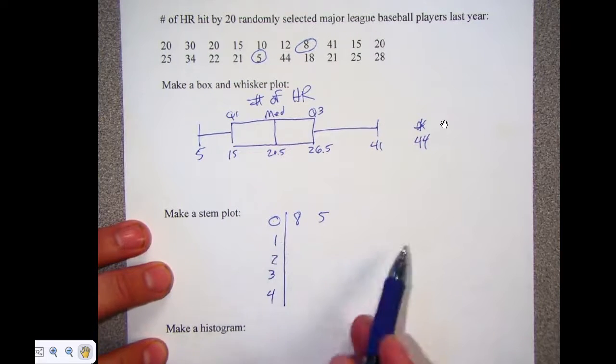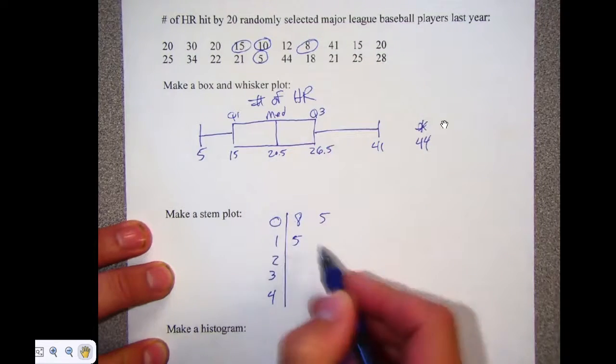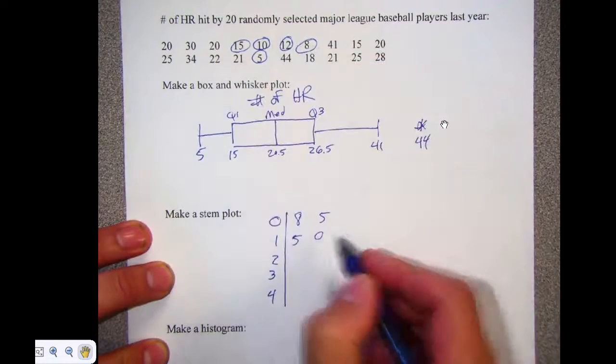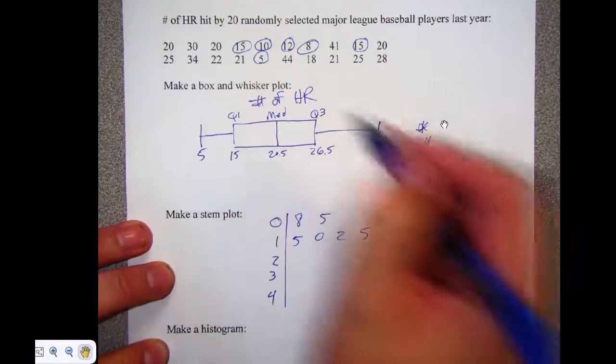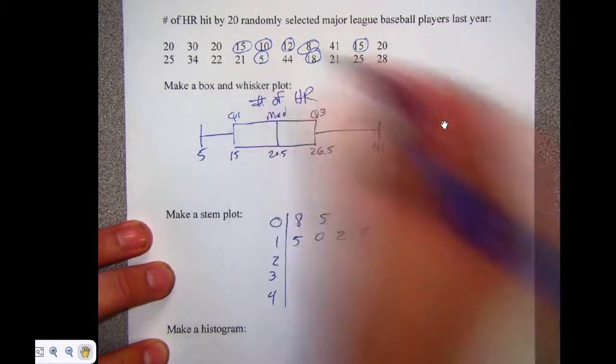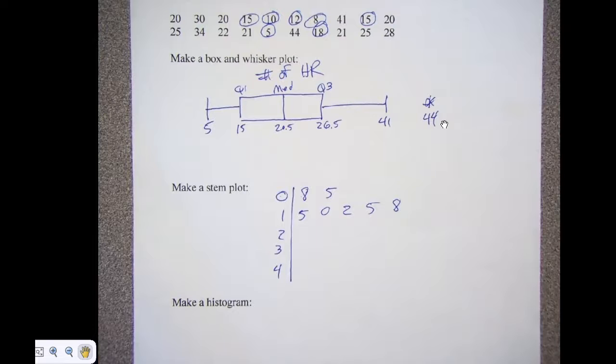So then I'm going to find all the 10s. So 15, I'm just putting the 5. 10, I'm just putting the 0. 12, I'm putting the 2. 15, I'm putting the 5. And then 18. See what I'm doing? Good?